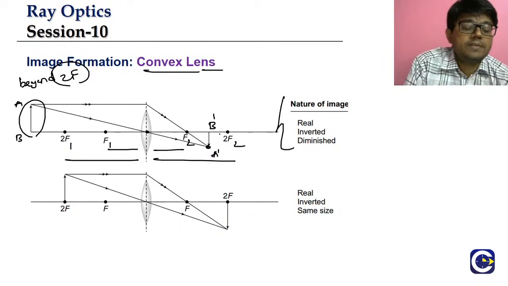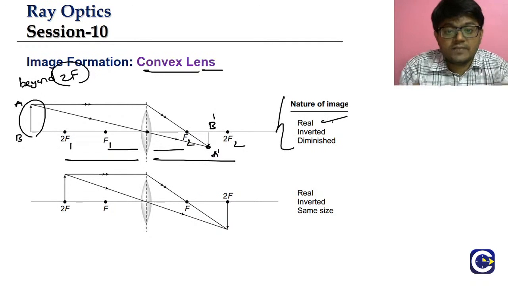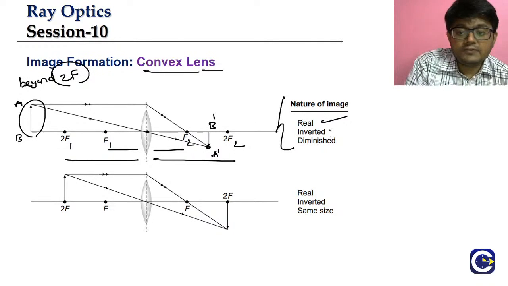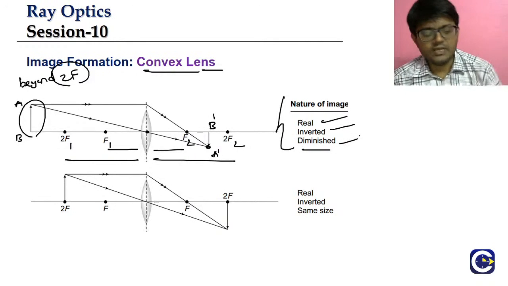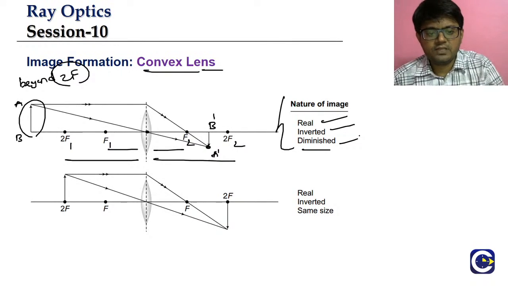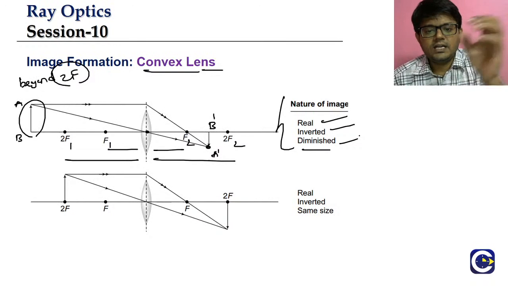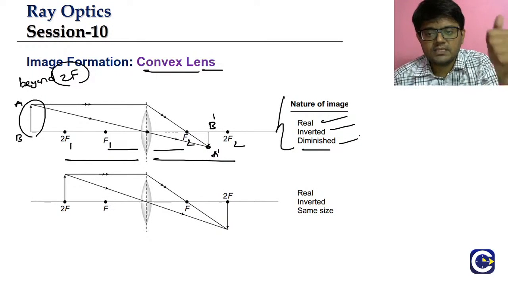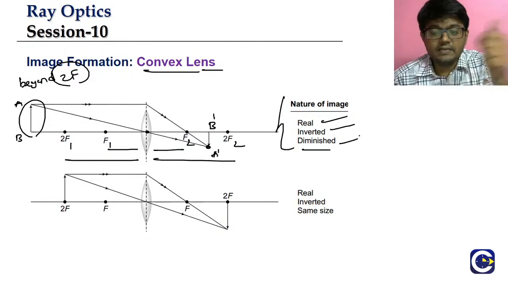So what do you observe here? It is a real image, because it is formed by convergence of rays. It is of course inverted and diminished. So when you have the object beyond 2f, the image will be real, inverted and diminished.